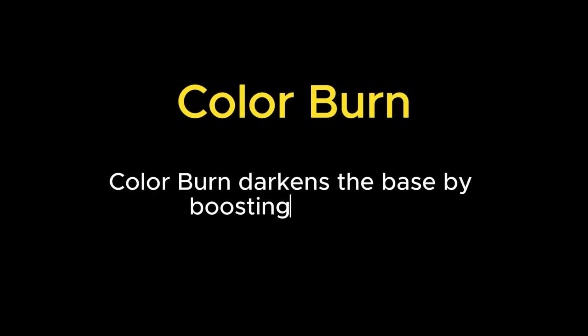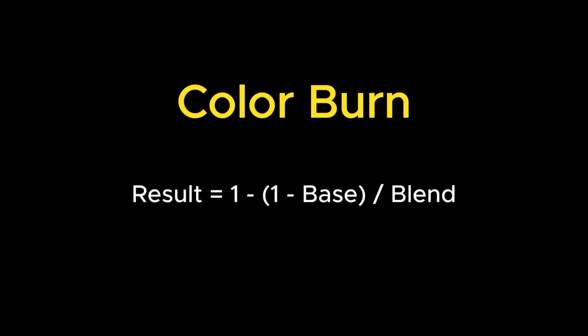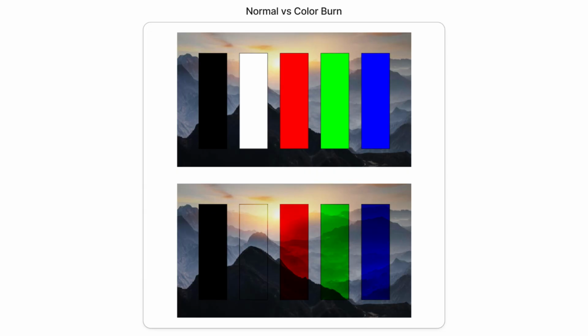Color burn darkens the base by boosting contrast. The math divides the inverse of the base by the blend, which makes shadows richer and colors more saturated. White has no effect. Black turns everything black.